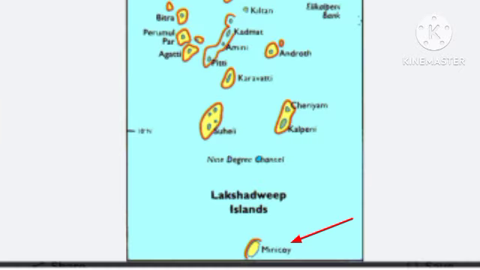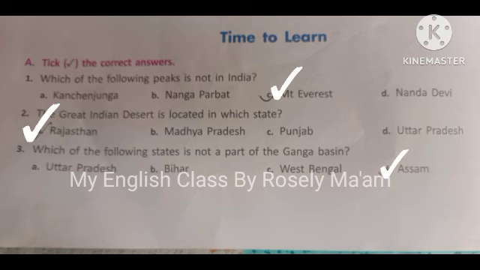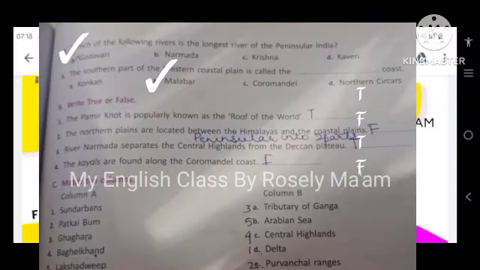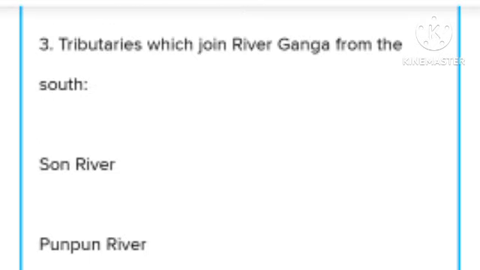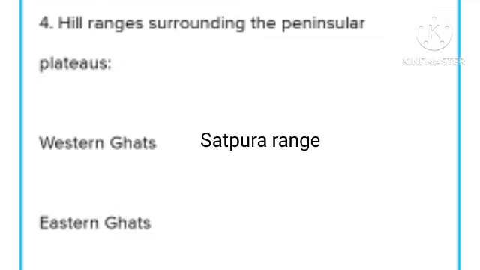Minicoy, with an area of about 5 square centimeter, is the largest island in Lakshadweep group, and Andaman Nicobar group stretches for a distance of 600 kilometers. Most of these islands are mountainous and covered with thick forest.